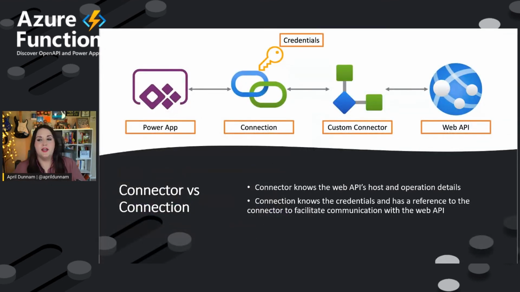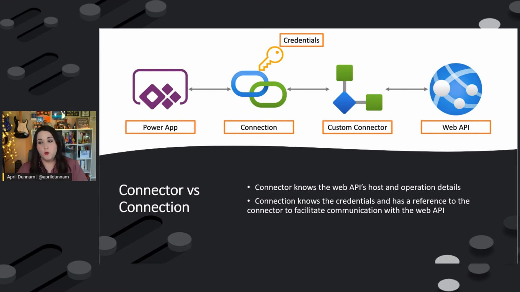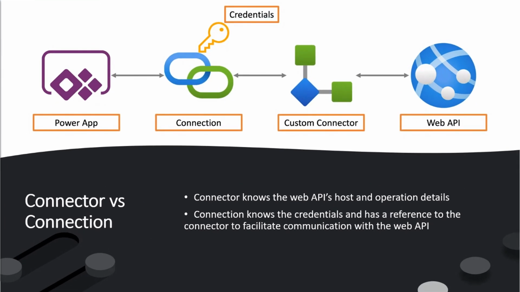When we talk about connectors, it is important to understand the difference between a connector and a connection. The connector is what knows about the web API's host and the operation details. The connection, on the other hand, is what we use to know the credentials, and it has a reference to the connector that facilitates the communication with the web API. So you create the connector itself, and then the citizen dev creating the Power Apps application would create a connection to your connector to handle the credentials and the authentication.